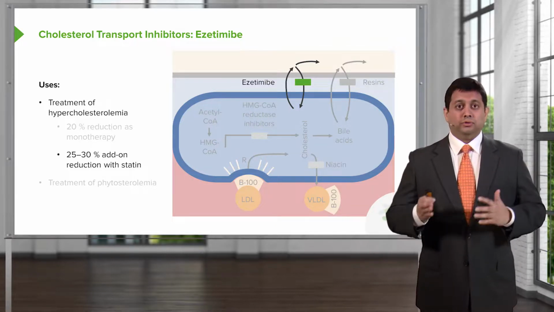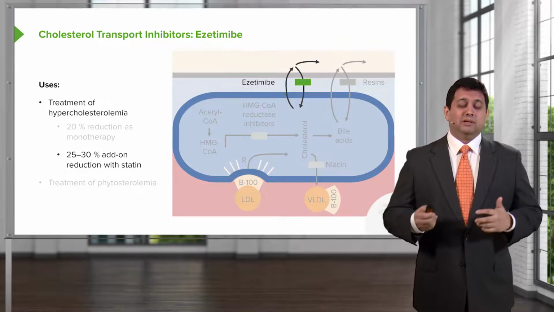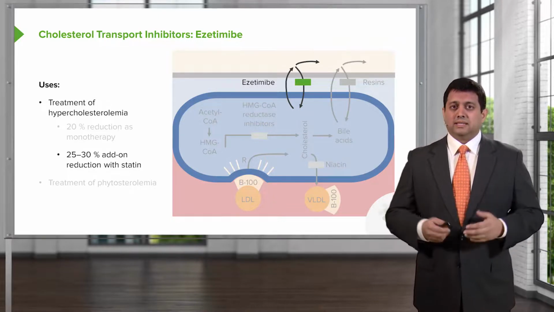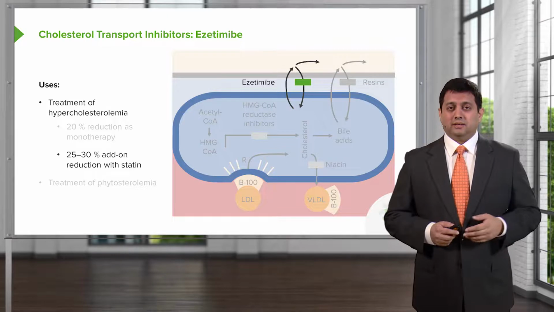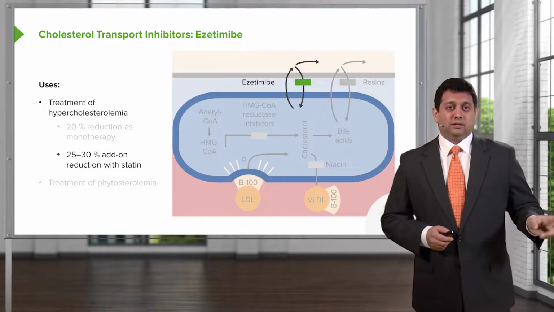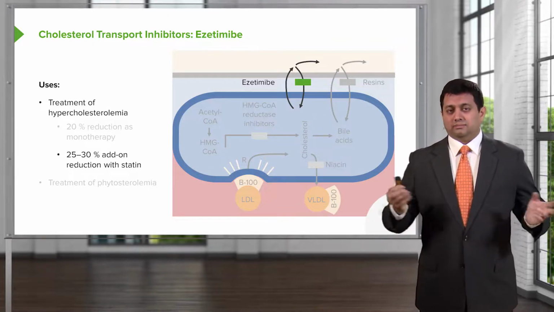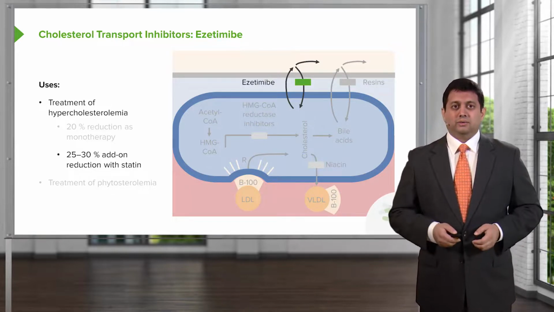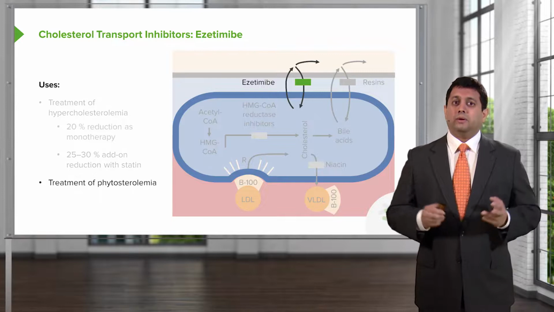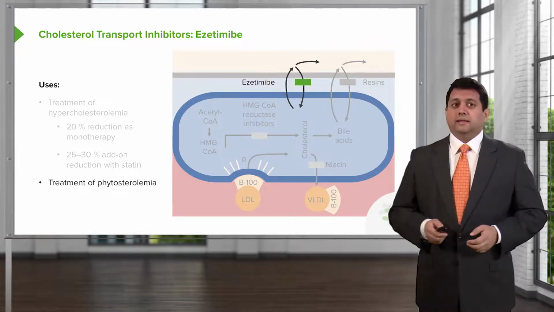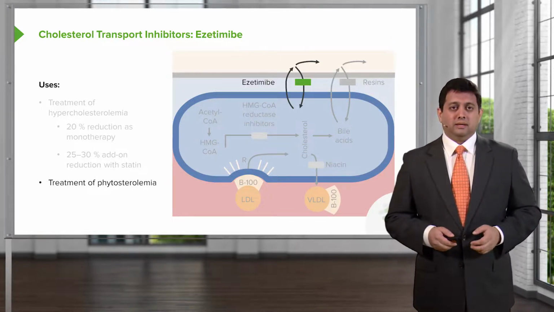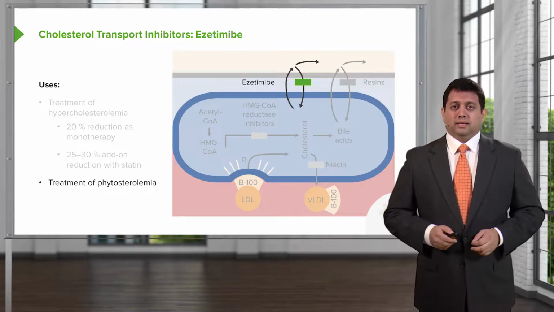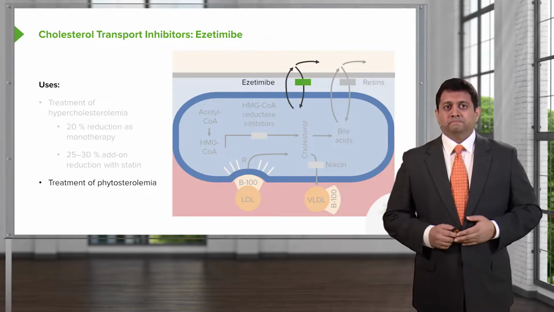That's like quadrupling, or sometimes increasing the dose 8-fold to get the same kind of reduction just from statin increases. That's why using low-dose statins and low-dose or single-dose ezetrol is actually more effective than doubling or tripling the dose of statin. We also can use ezetimibe in the treatment of phytosterolemia, which is an unusual disorder that you can look up on your own.